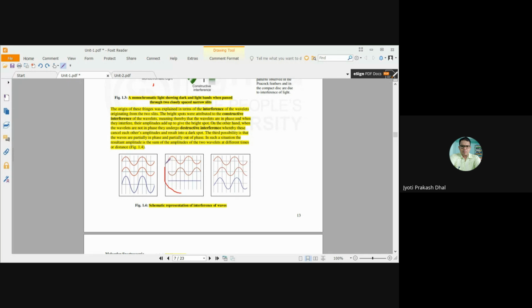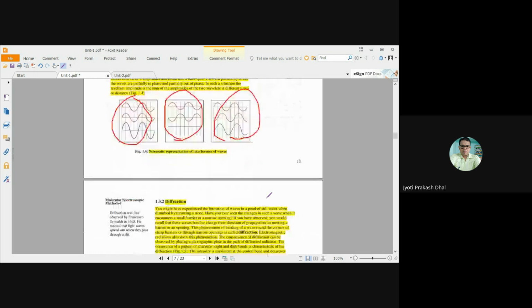So this type of interference is called destructive interference, and the first one is called constructive interference. That means if the amplitude of the resultant wave is doubled, it is called constructive interference, and if the amplitude of the resultant wave is zero, it is called destructive interference. Any other types of interference are partially constructive and partially destructive.